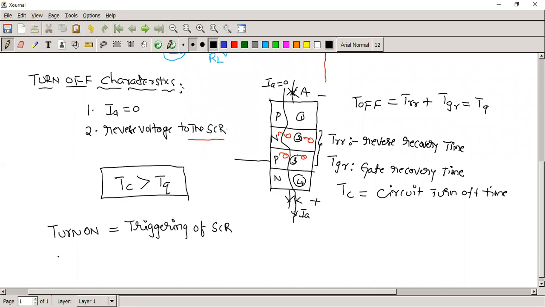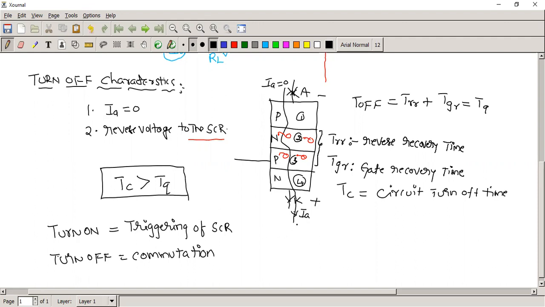Another name for turn off is commutation. So these are the other names.